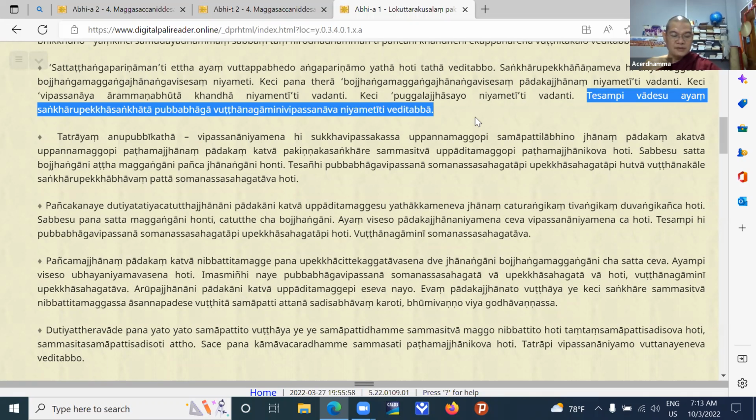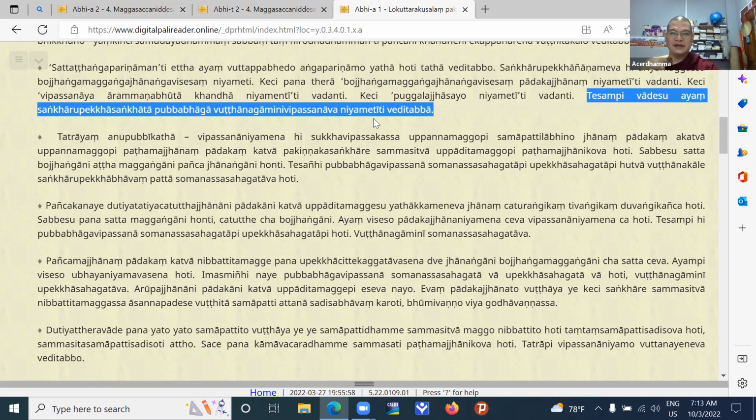All 3 views will be included in these views, because the view is that only Sakarupaka Jnana will determine the magga with the factors.